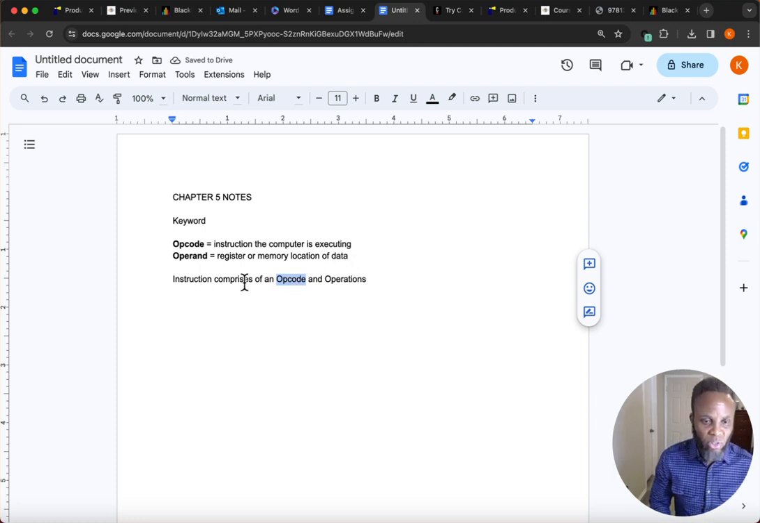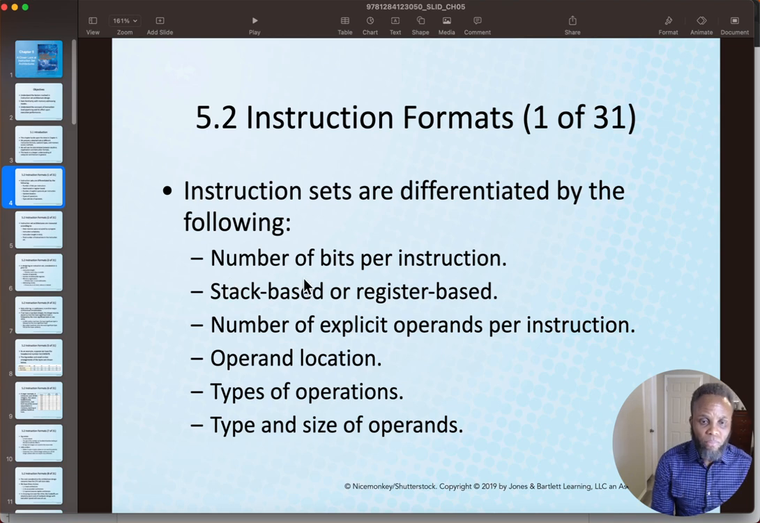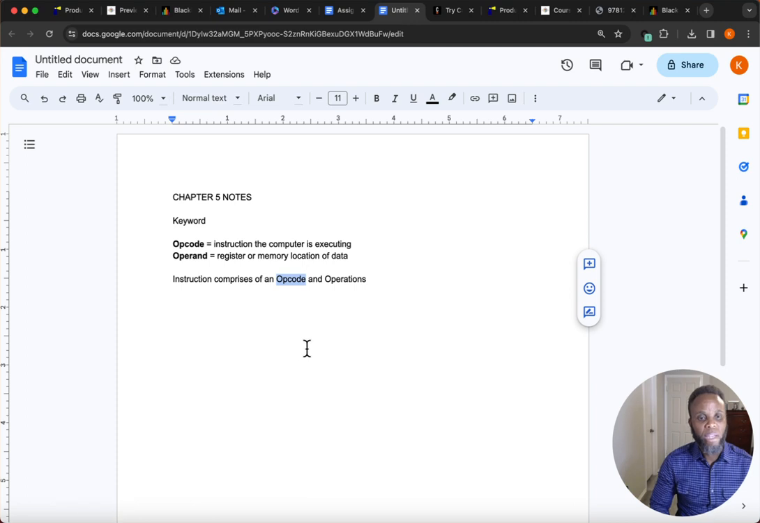Okay, that's an instruction. So the number of bits per instruction, and whether the instruction is stack based or register based, we're going to talk about that. The number of explicit operands. Remember, operand is, what is it again? The data blocks that the instruction contains, and the operand location, the type of operations, and the type and size of operands. Okay, remember, operand is going to be the data.